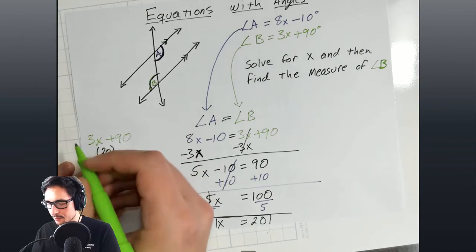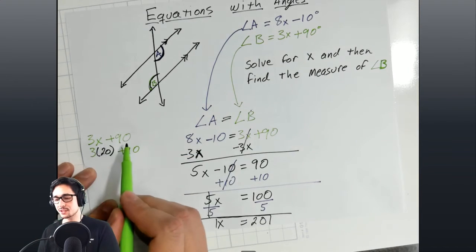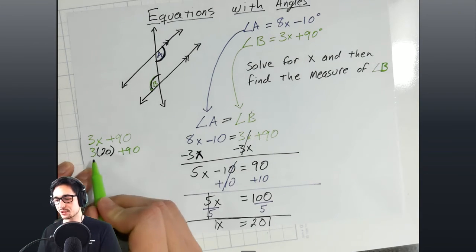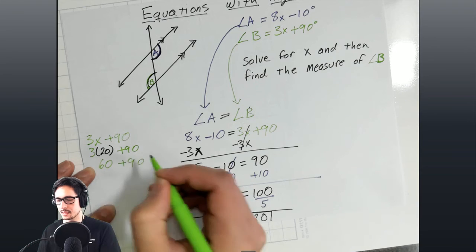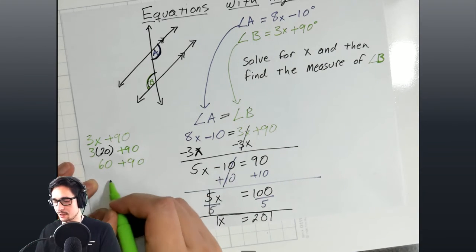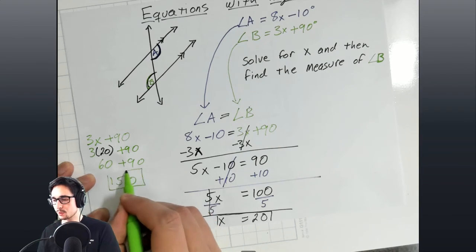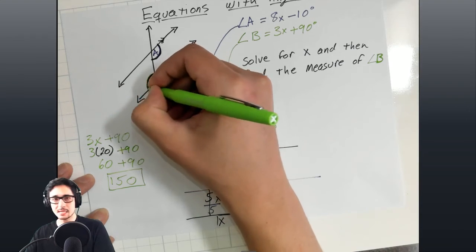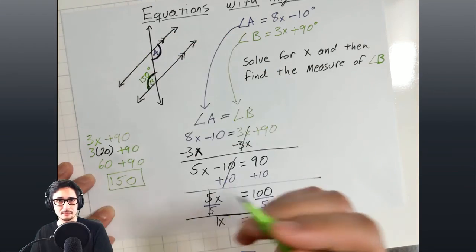So I still have the rest of these. So instead of saying 3x plus 90, it's 3 times 20 plus 90 because x is 20. 3 times 20 is 60, plus 90. 60 plus 90 is 150. There we go. So we found it. The measure of angle B is 150 degrees. So that's it. We solved it.